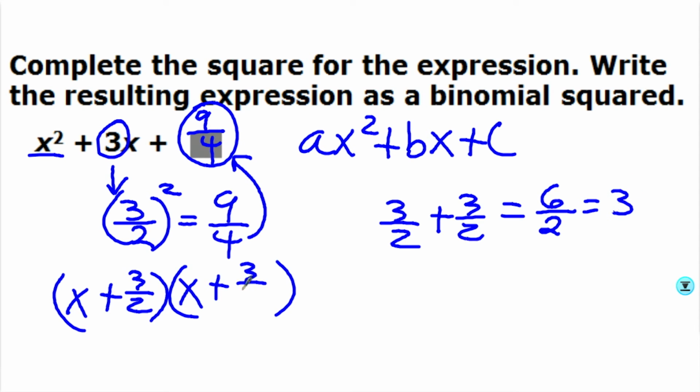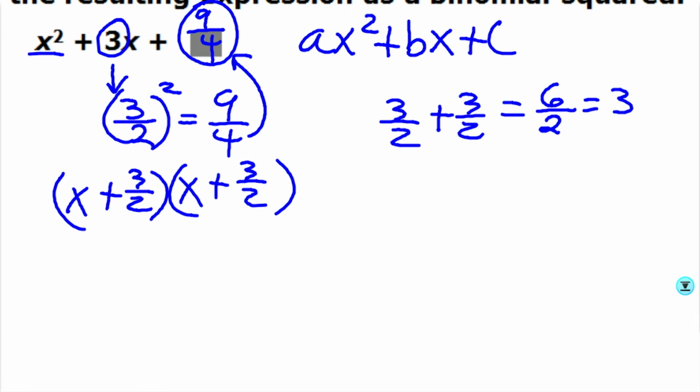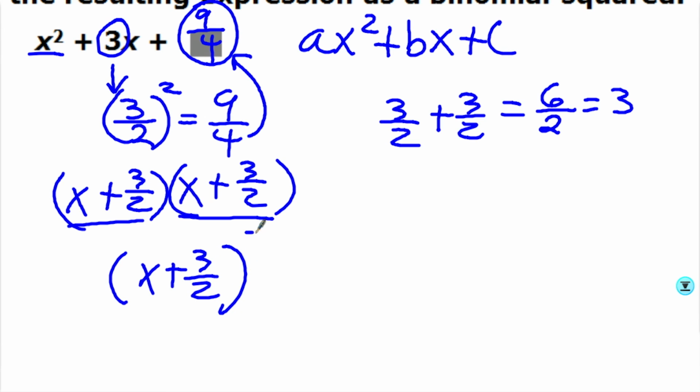So that checks out. So now that I have factored that, I can write it as a binomial squared because notice both of these are the same. So I can write that as x plus 3/2 squared, which is the goal. That's what I want to be able to do.